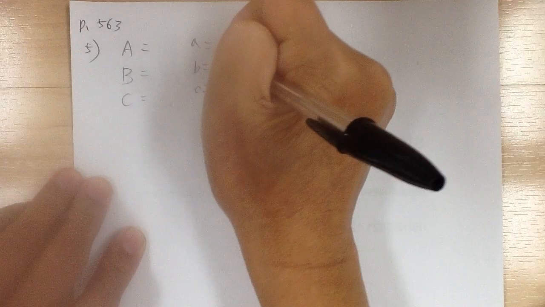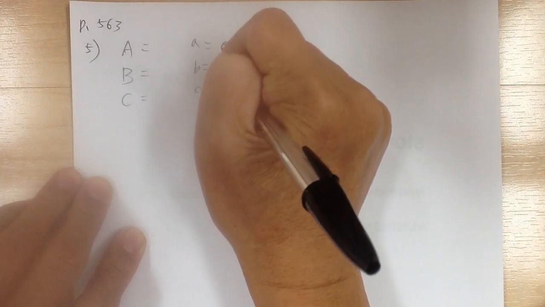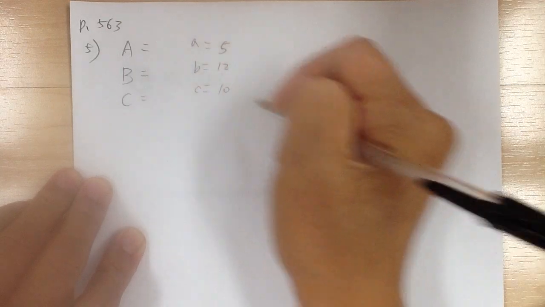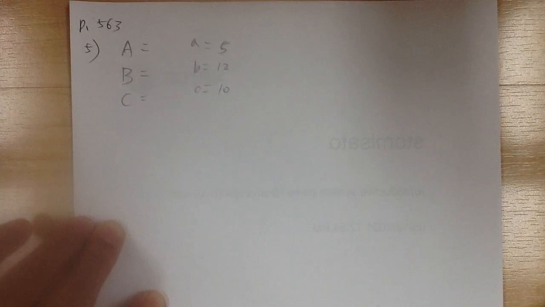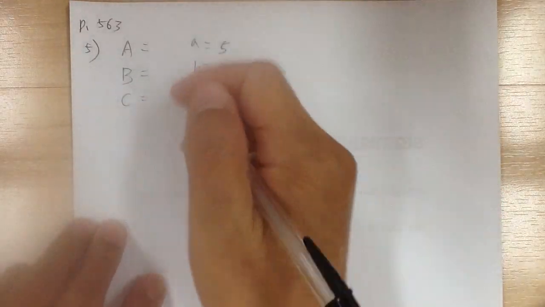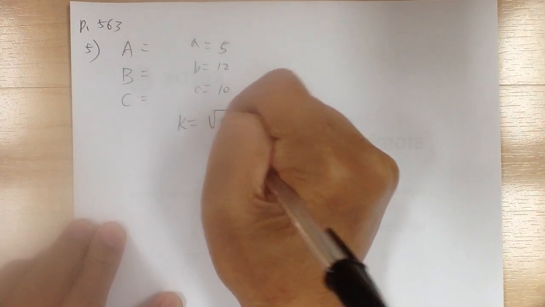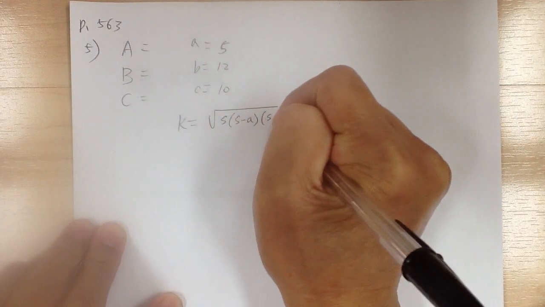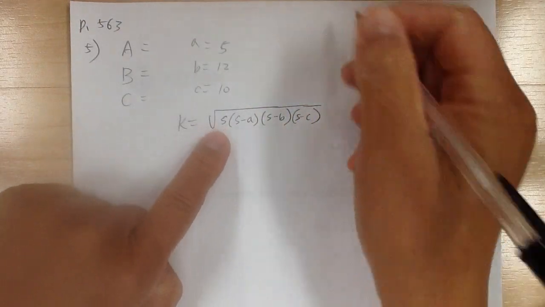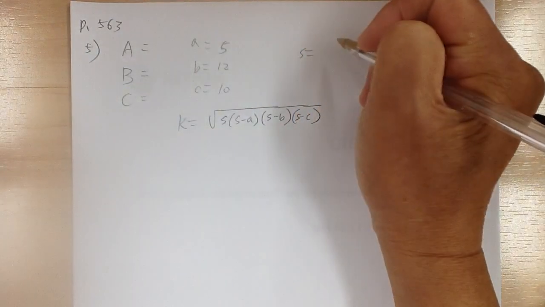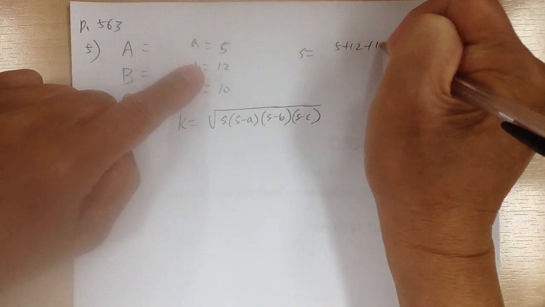A equal to 5, B equal to 12, and C equal to 10. When you have the three sides, you have to use Heron's formula. So you can write down your formula first. So K equal to square root of S, S minus A, S minus B, and S minus C. So first we need to find the S. So S is equal to half of the perimeter, so it would be 5 plus 12 plus 10 over 2.